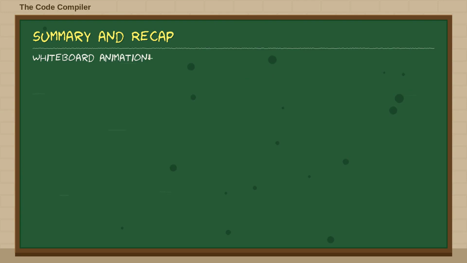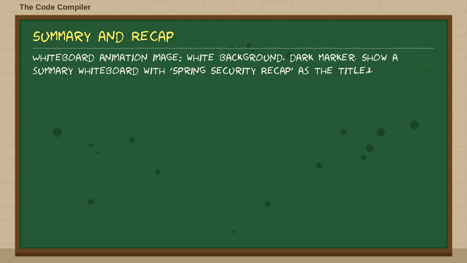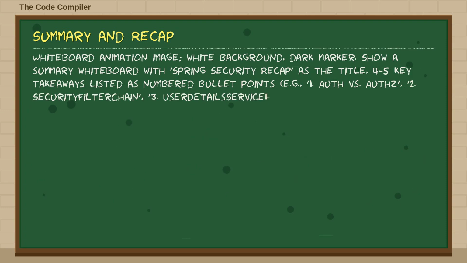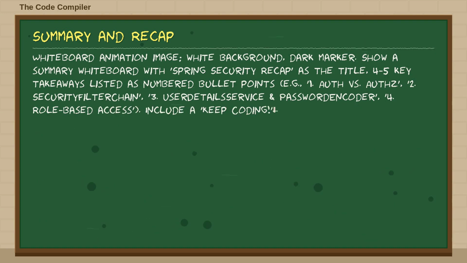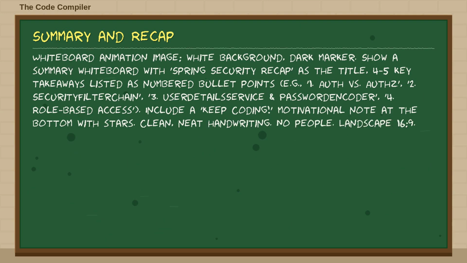Whiteboard animation image, white background, dark marker. Show a summary whiteboard with Spring Security Recap as the title, 4 to 5 key takeaways listed as numbered bullet points. Example, 1. Auth versus auths, 2. Security filter chain, 3. UserDetailsService and password encoder, 4. Role-based access. Include a keep coding motivational note at the bottom with stars. Clean, neat handwriting. No people. Landscape 16:9.